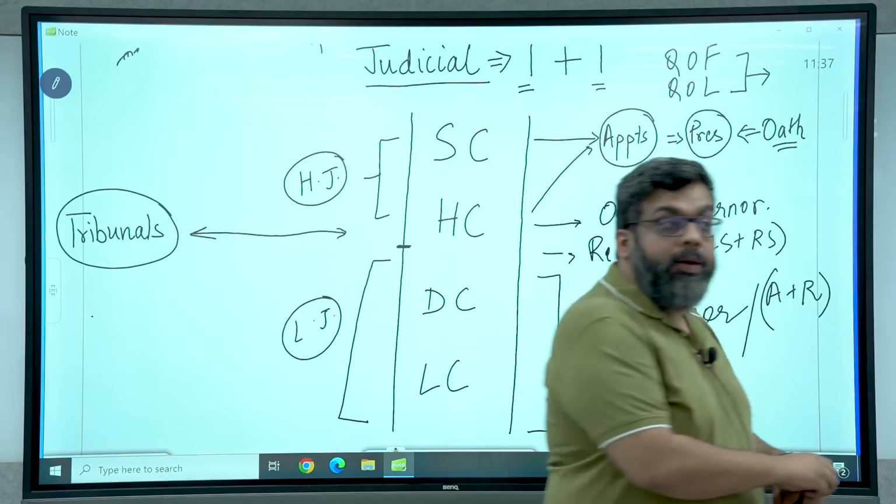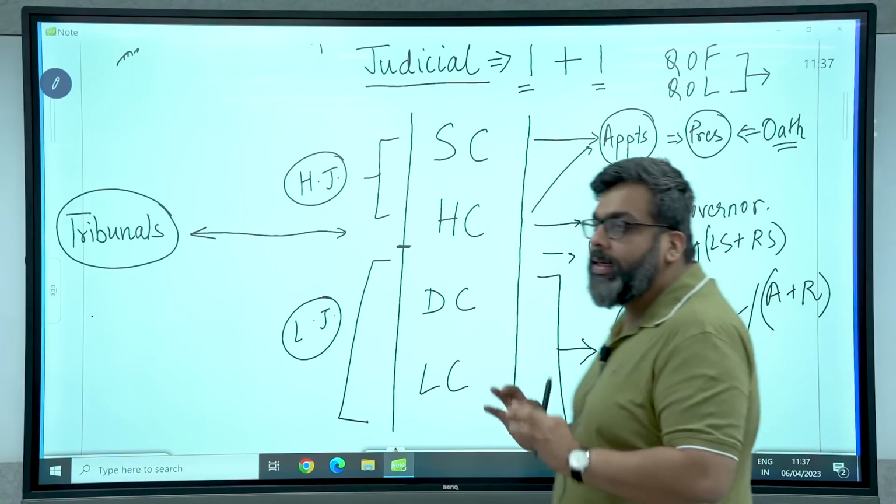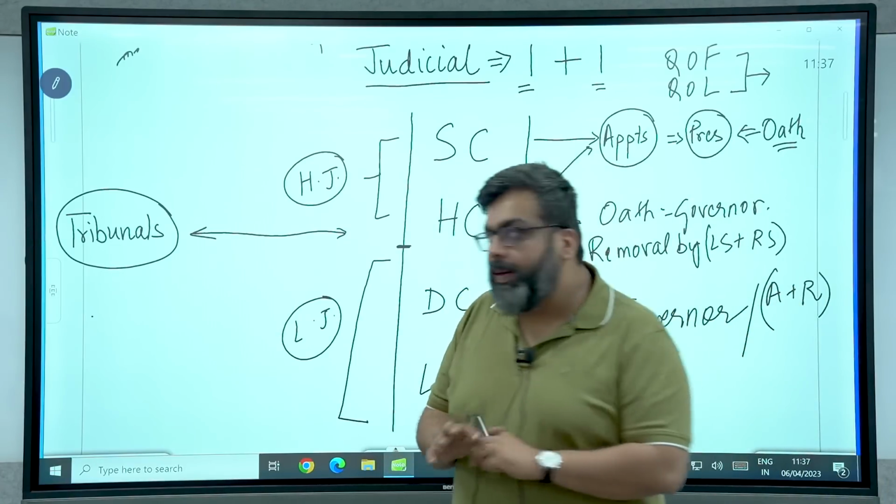Now, our Constitution in its original text did not have anything to do with tribunals. We inserted Articles 323A and 323B for tribunals. And all we need to know is what is in 323A and what is in 323B. Simple process.